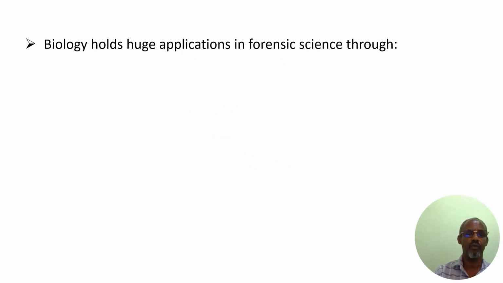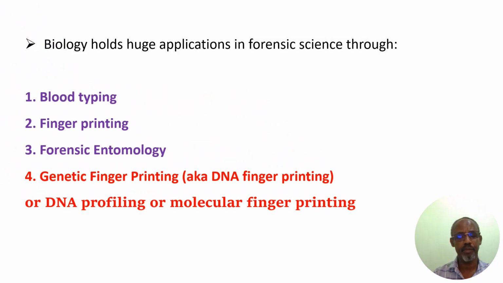Then, what is the significance of the contribution of the knowledge of biology, the science of biology in its modern context? Biology, generally speaking, holds huge applications in forensic science through many disciplines. For example, just blood typing is one way we can solve criminal cases or legal cases in humanity. The other is fingerprinting, the general fingerprint.